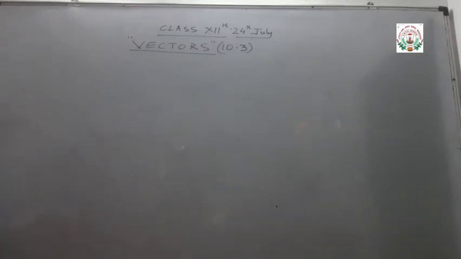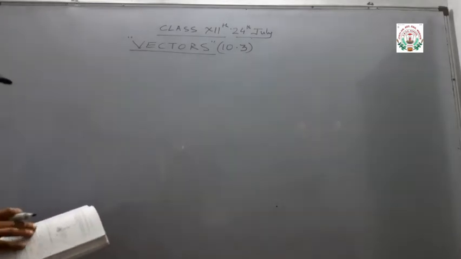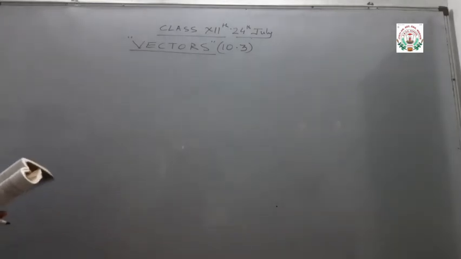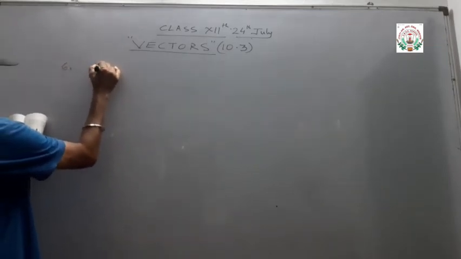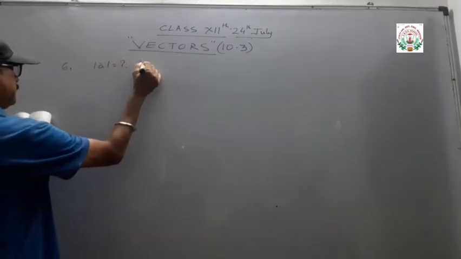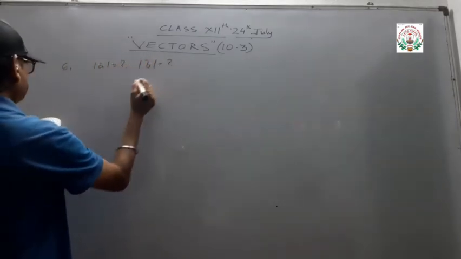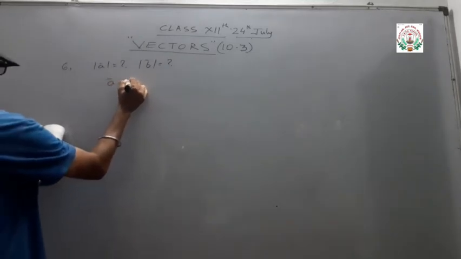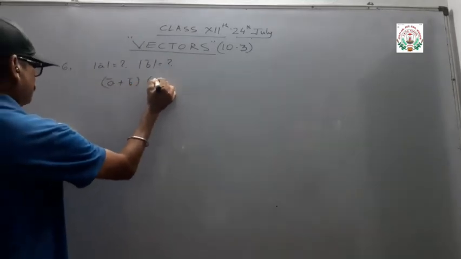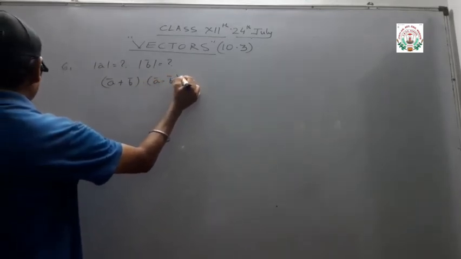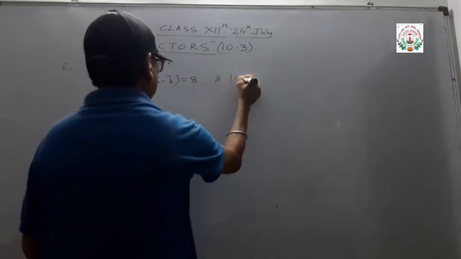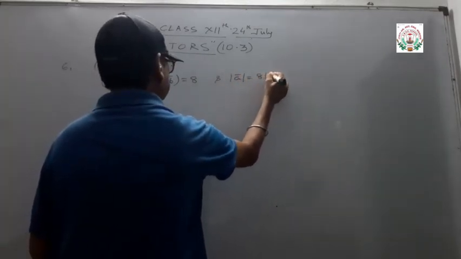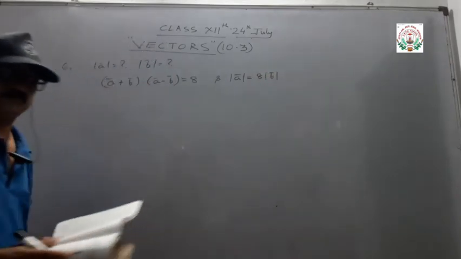Good morning, students. Today I am going to discuss a few of the questions from exercise 10.3, vectors. Question number 6, page number 448. Find the modulus of A and the modulus of B if (vector A plus vector B) dot (vector A minus vector B) is equal to 8, and the condition is given that the modulus of vector A is equal to 8 times the modulus of vector B.